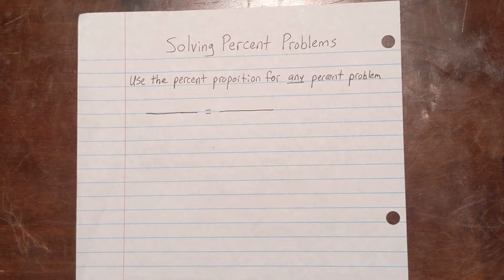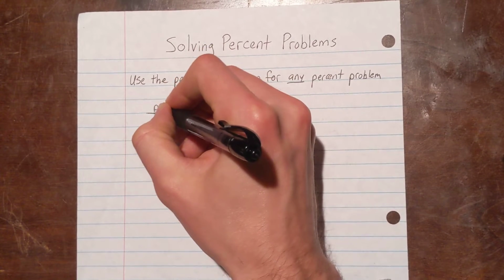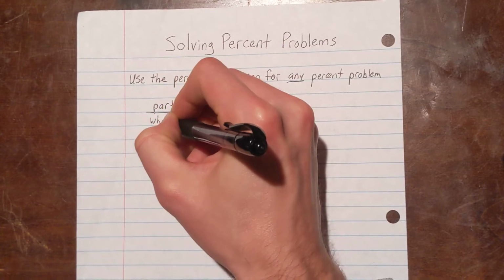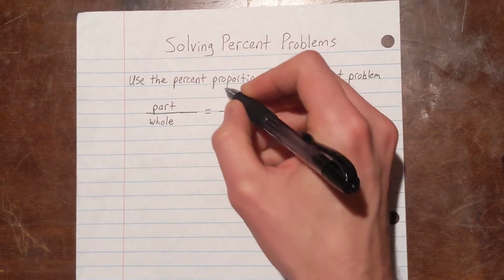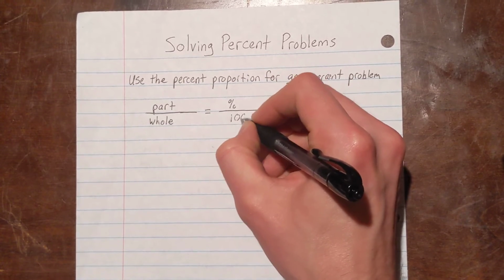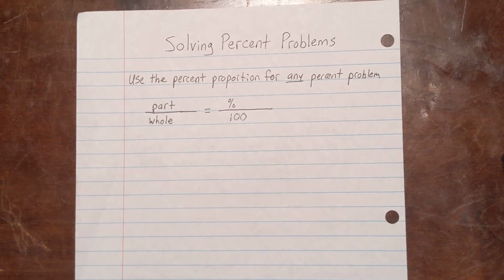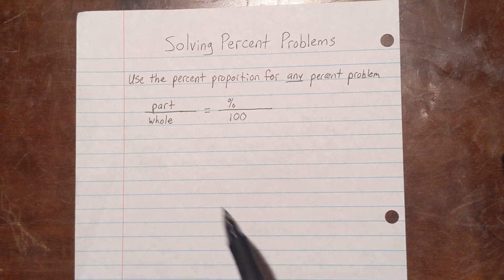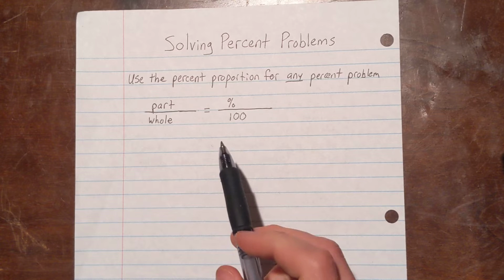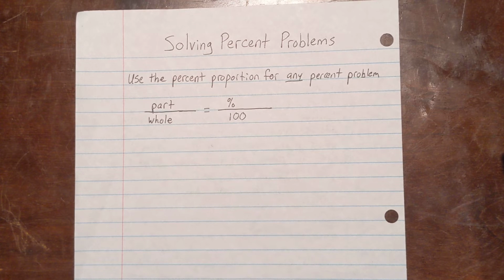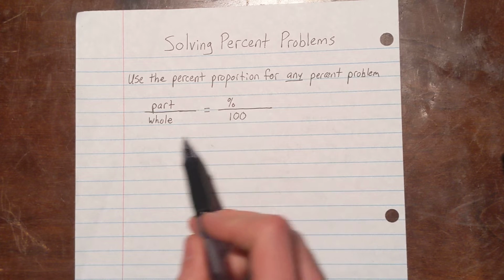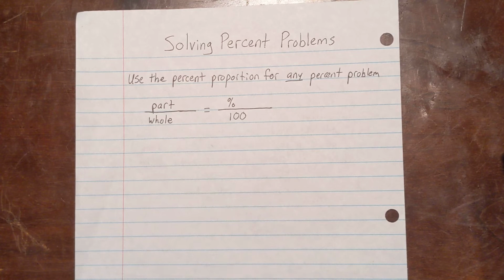And the proportion is part over whole equals percent over 100. Now, last class, we learned how we can find this number here, the part, if we know the percent and the whole. But our focus today is more so going to be on how do we find the percent up here or the whole number over here.